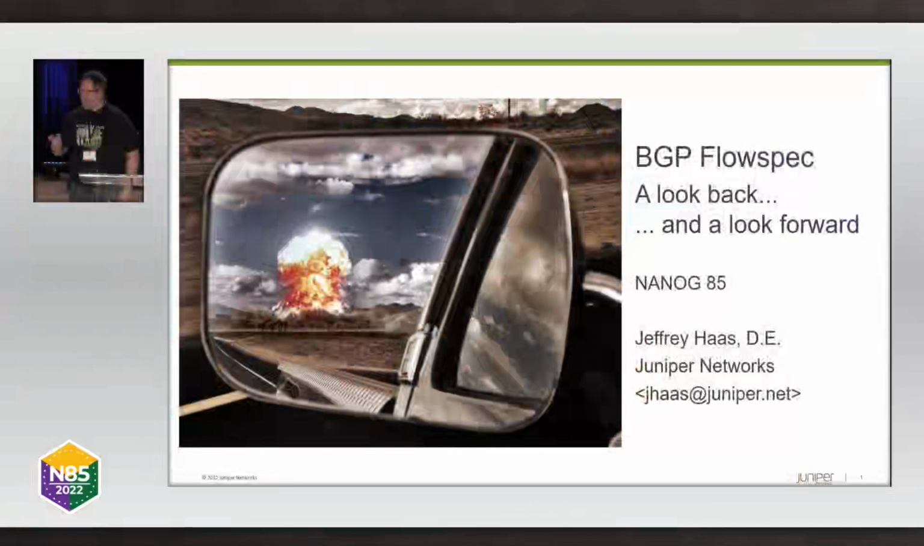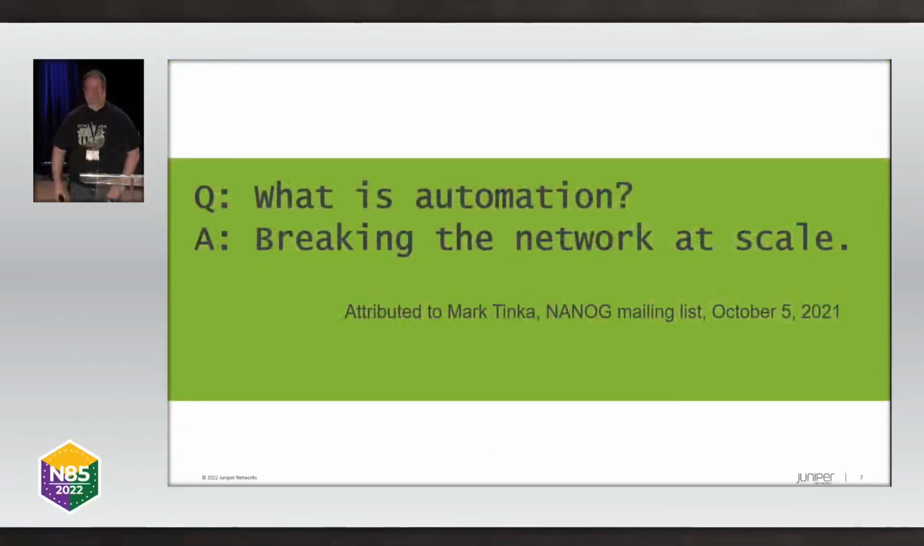today, which is Flowspec. Our little picture here shows a rear view mirror with explosions in the background, and this is just a thing that is true for Flowspec. Flowspec causes a lot of pain. Pulling a bit of wisdom off of the NANOG list, what is automation? It's breaking the network at scale. It's really hard to do truly evil things to your network without actually having a little bit of help.